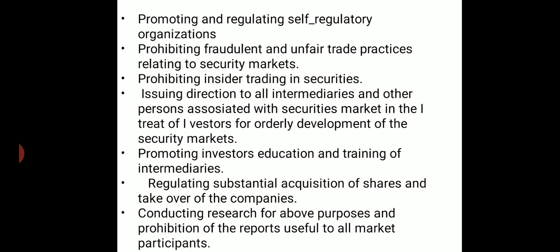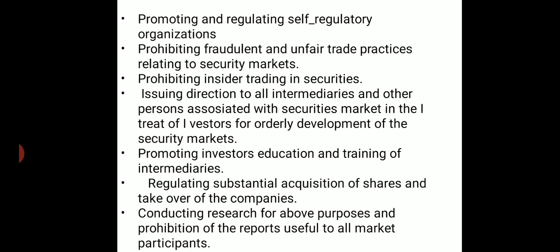And the next, prohibiting insider trading in securities. And next is issuing directions to all intermediaries and other persons associated with the securities market in the interest of investors or for the orderly development of the securities market. SEBI is giving directions to all intermediaries for the investors and for the effective working. And next, promoting investors education and training of intermediaries for the development of investors and effective working of the stock exchanges or security exchanges.